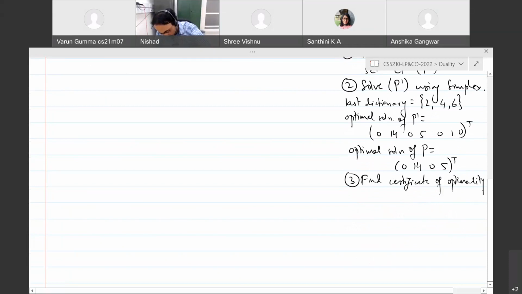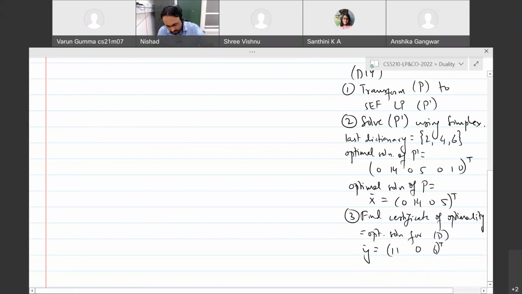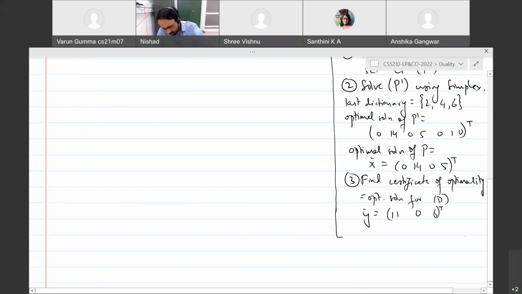So this is nothing but the optimal solution for the dual LP. And this one you will find as 1106. Okay, so I just want to use these two vectors right now, x bar and y bar, and try to see what's going on in these two vectors. These are just some things you should try on your own, and I've given you the answers so that you can verify your work.